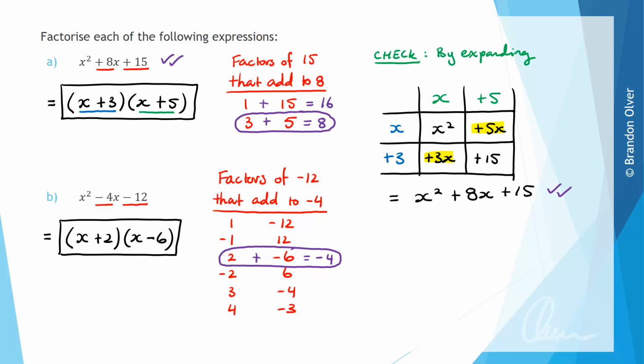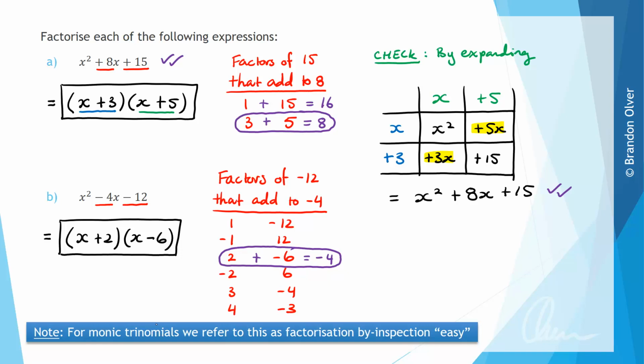And when we're factorizing monic trinomials, so monic trinomials is probably a new word for you, that's simply when we have a trinomial where the x squared term has a coefficient of 1, or there's really no number that appears to be multiplying that term. So we can see for parts A and B there's a 1x squared in both of those, making it a monic trinomial. We refer to the factorization by inspection as being by inspection easy, and that's just so I can refer to it by an easy title.